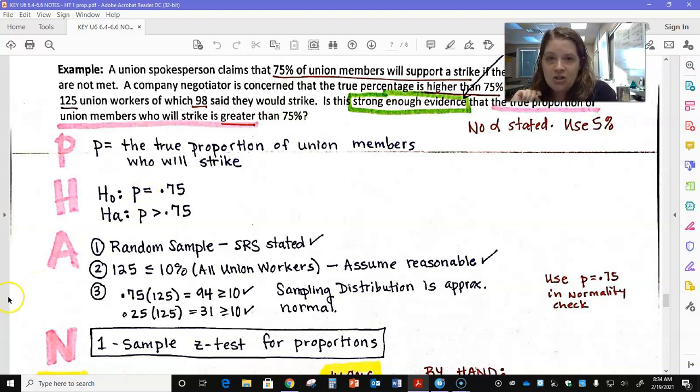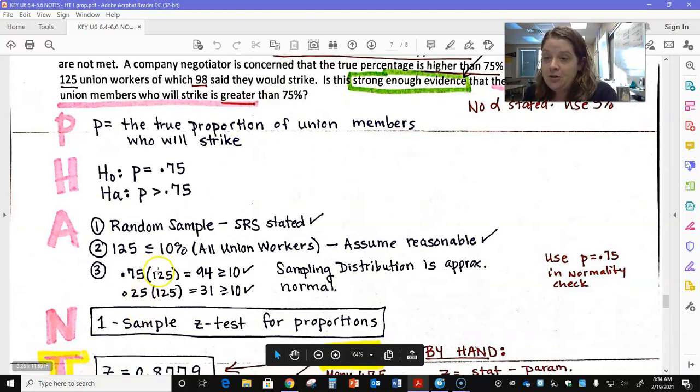All right, I need to check to see if a normal model is appropriate. So again, I've got the p-hat number, which is 98 out of 125, or I've got the hypothesized proportion p number, which is 75%. If you're picking between a p and a p-hat, always pick the p for the formula. So I'm going to do n times p. 125 times 75% is 94. That's bigger than 10. 125 times 0.25, that's 31. That's bigger than 10, which tells me that my sampling distribution of p-hat is approximately normal. So we are good to go.